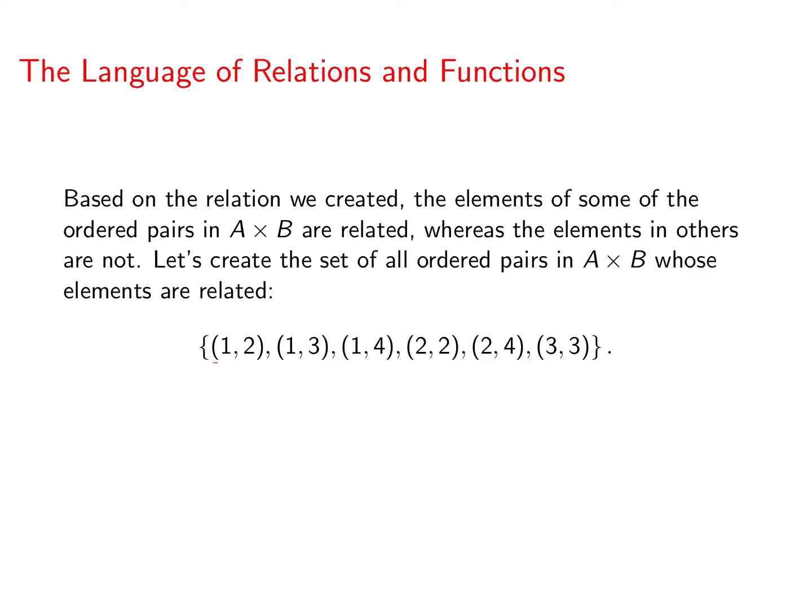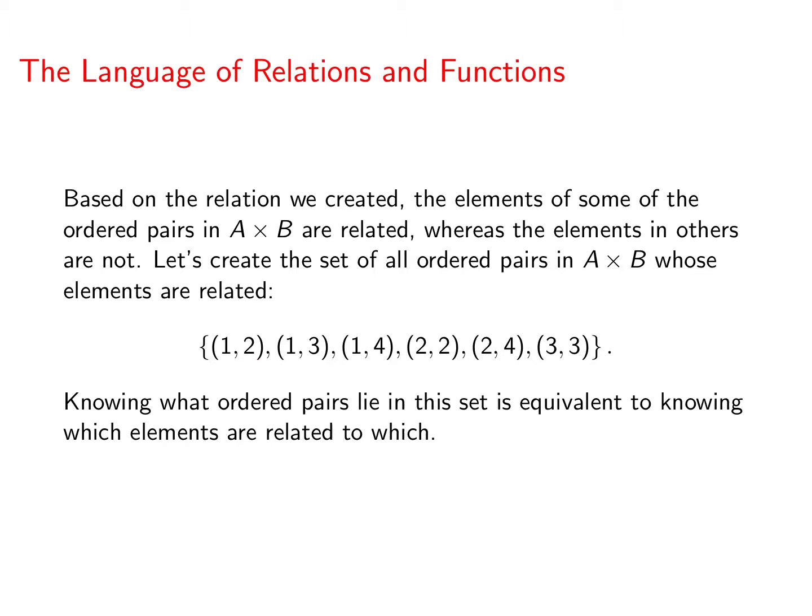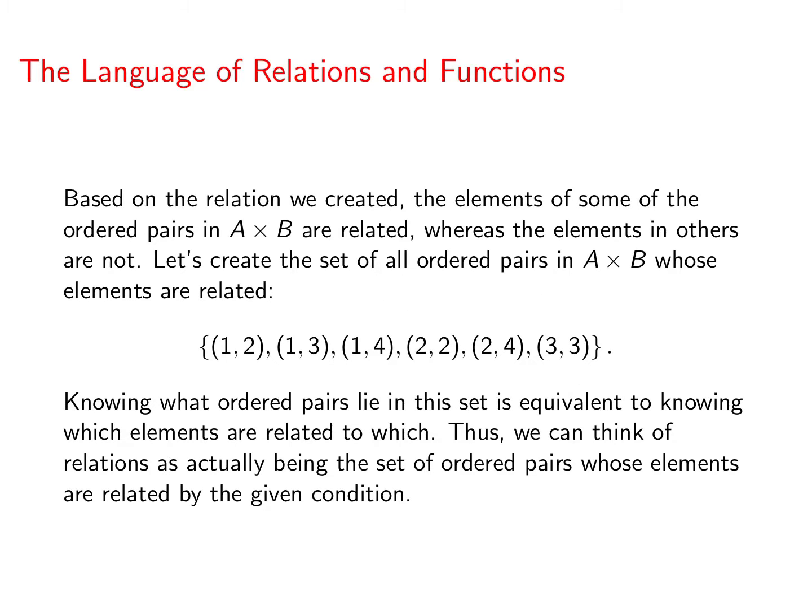So for instance, we're including 1, 2 because 1 is related to 2. Why was 1 related to 2? Because 2 is divisible by 1. So knowing which ordered pairs are in this set, this one that we've created, is equivalent to knowing which elements are related to which. It's just expressing the same thing, maybe in a more compact way. So we can think of relations as actually being the set of ordered pairs whose elements are related by whatever condition we're interested in.